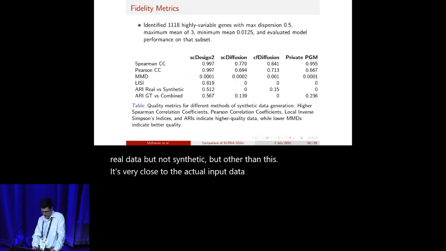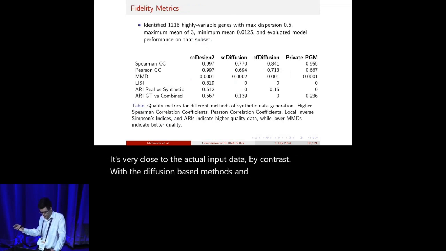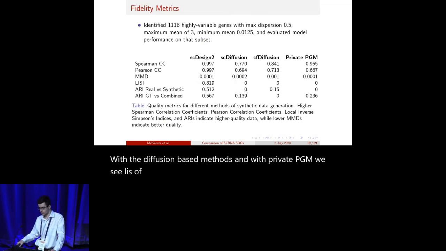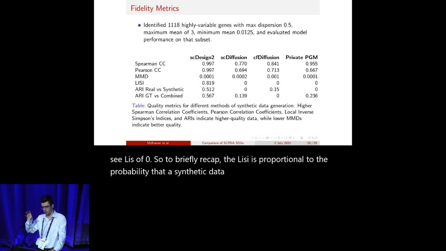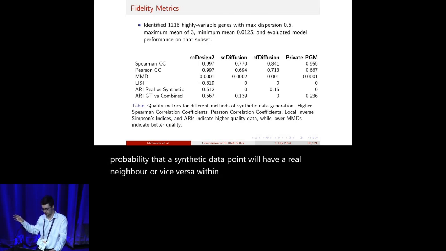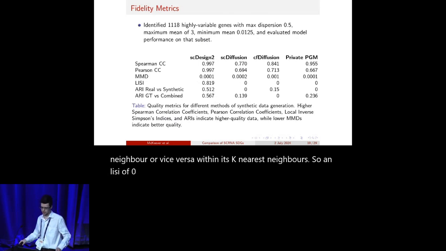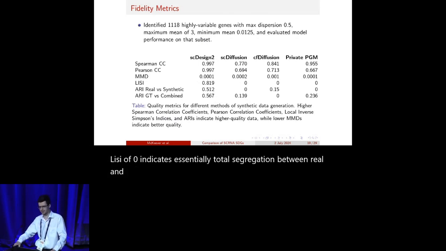By contrast, with the diffusion-based methods and with private PGM, we see LISIs of 0. So to briefly recap, the LISI is proportional to the probability that a synthetic data point will have a real neighbor or vice versa within its k nearest neighbors. So an LISI of 0 indicates essentially total segregation between real and synthetic data.